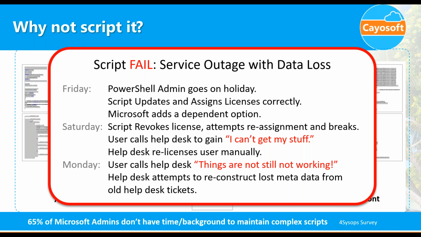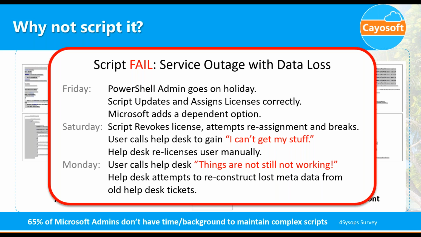Again, that's one way they prevent people from doubling up on licenses for a single user. But because of that new dependency that was added on Friday, the script breaks and the reassignment fails, which means now you have a user that's unlicensed. So suddenly you get a user calling the help desk saying, hey, I can't get access to my mailbox, or my Teams are all gone, or whatever it might be.